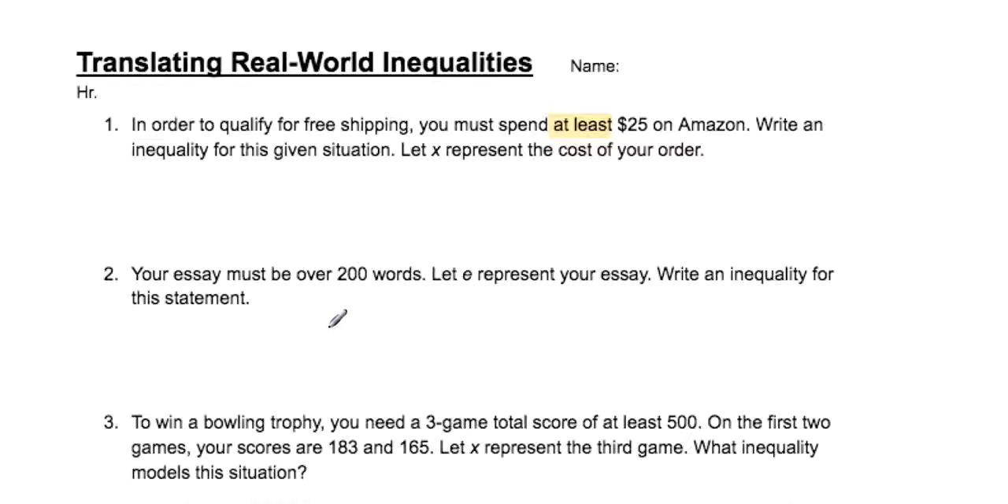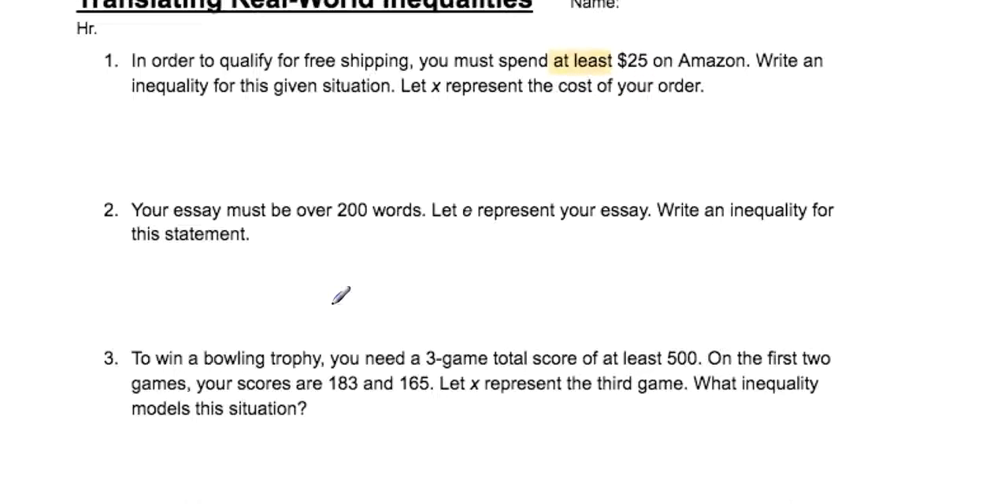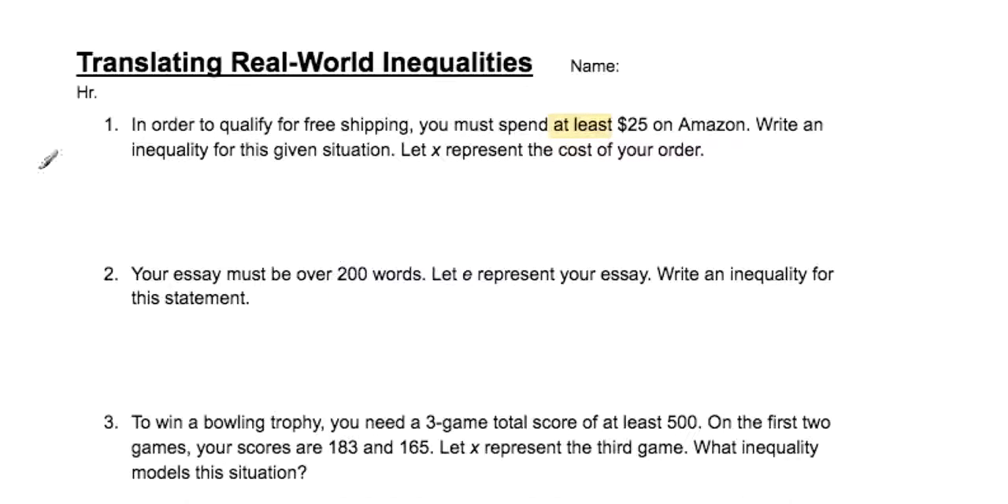So your job today is to read through these. These first couple ones are one steps. So I'll help you with the first one. In order to qualify for free shipping, you must spend at least $25 on Amazon. Write an inequality for this given situation. Let X represent the cost. So if X represents the cost, I know I have 25. My job now is to figure out what's the symbol. Well, can I spend more than 25? The answer is yes. I could spend $50 at Amazon and still get free shipping, but it could also equal 25 to get the free shipping.